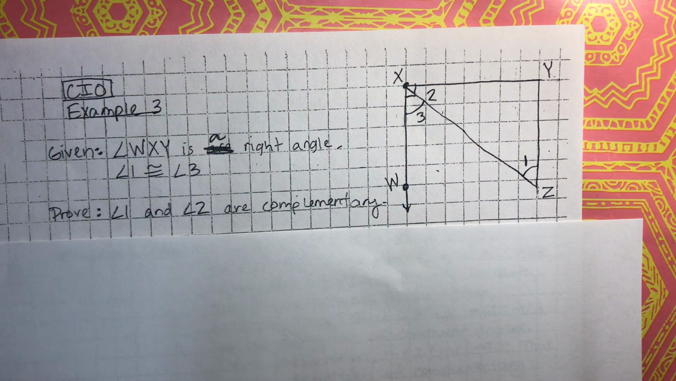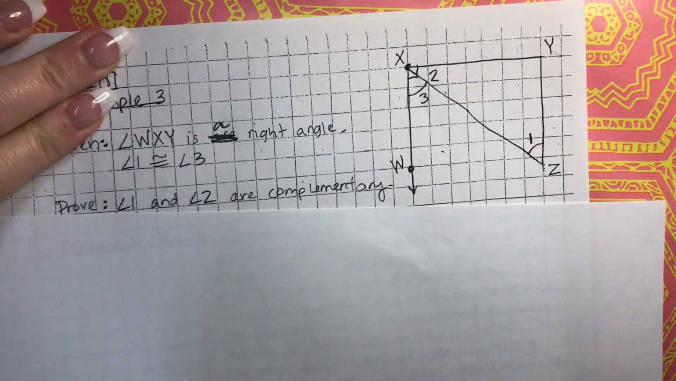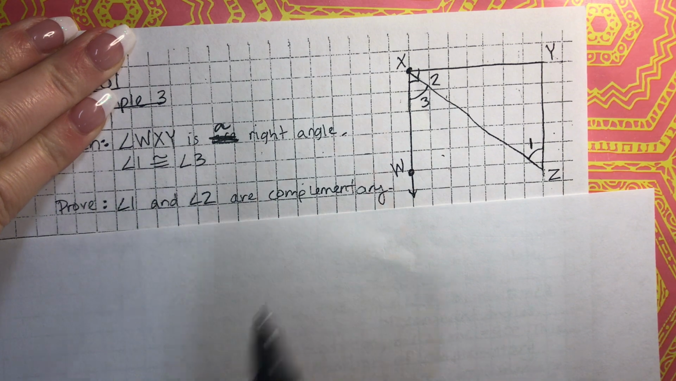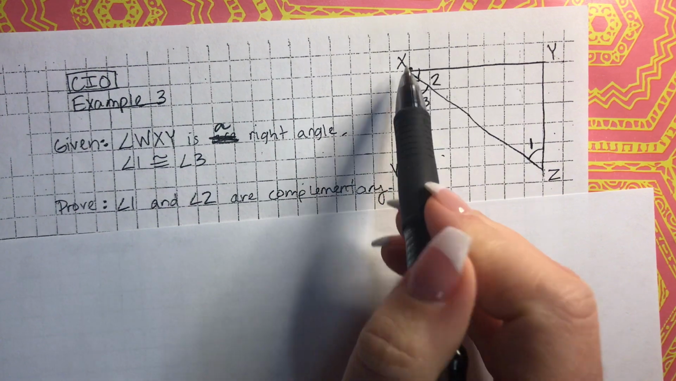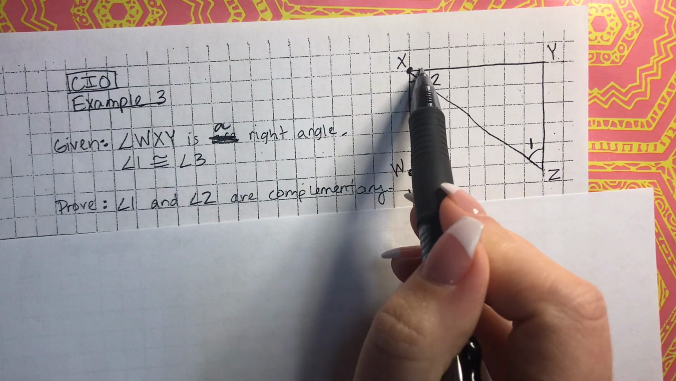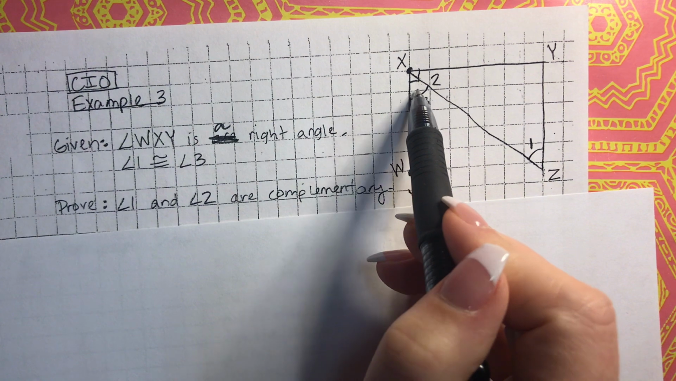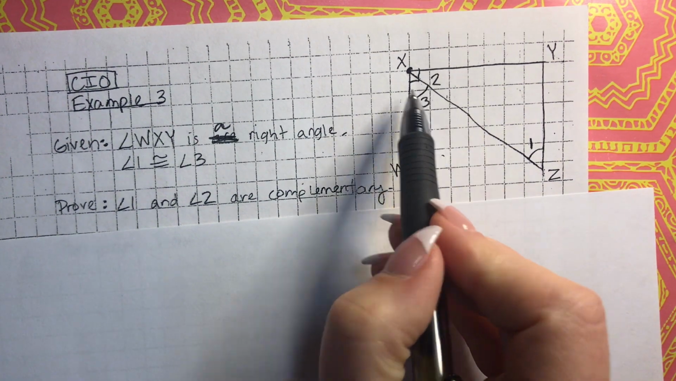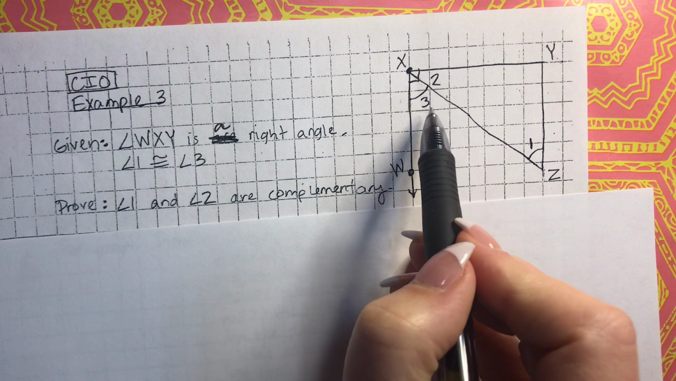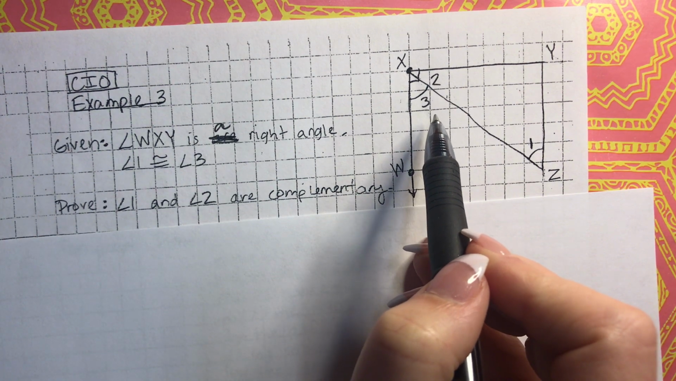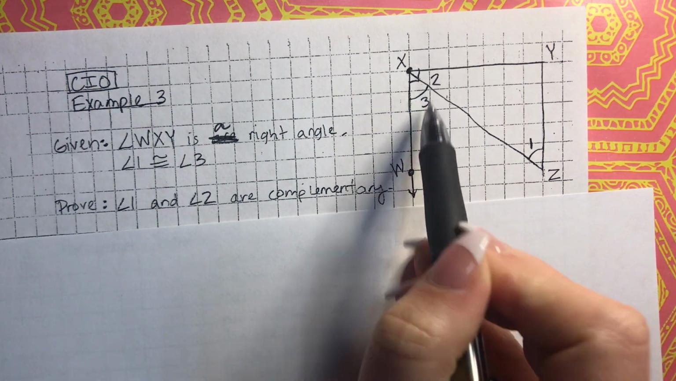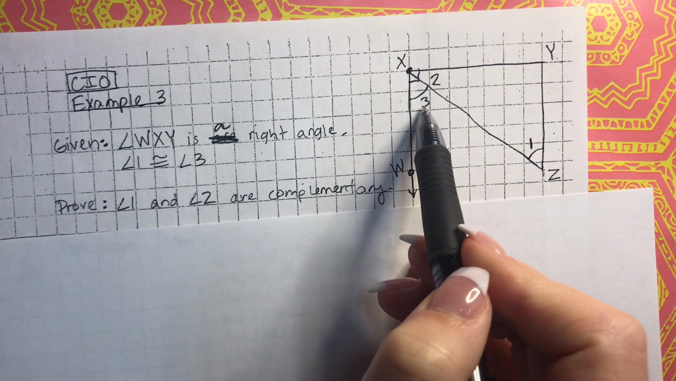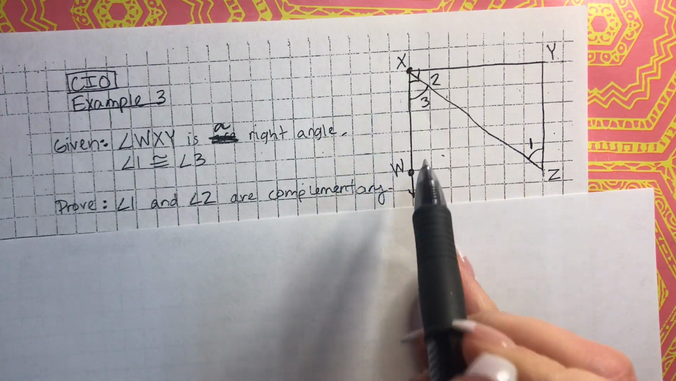So what do we know here just by looking at this? So like, why would they tell us that WXY is a right angle? Well, they probably tell us that because we know that if it's a right angle, then that means it's 90 degrees by the definition of a right angle. So this whole angle is 90 degrees. And if you look at it, you can see that this angle is actually like an angle addition postulate, where there's two angles that make up the 90 degrees. So really, angle 2 plus angle 3 is equal to 90 degrees, right?